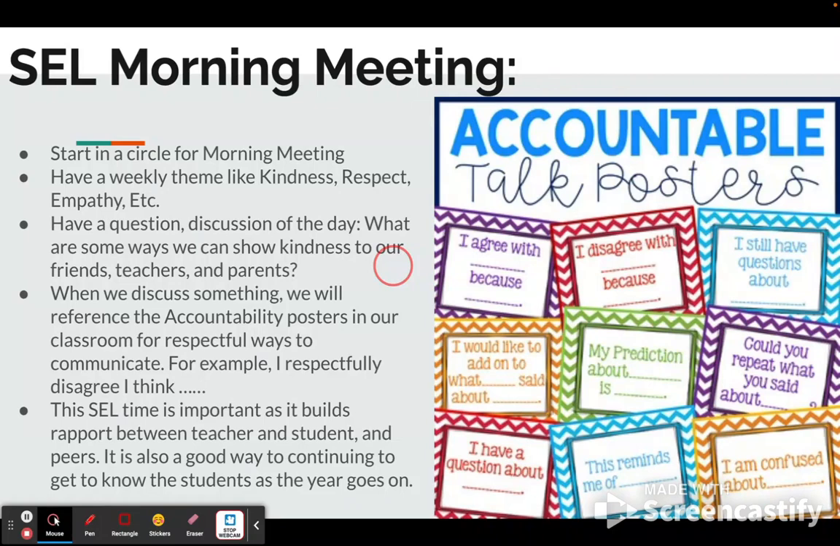When we discuss something, we will reference the accountability posters in our classroom for respectful ways to communicate. For example, I respectfully disagree. If I were to say, okay, we are going to have homework tonight, they could raise their hand and say, not, I hate homework, but no, I respectfully disagree. I think we should have no homework.